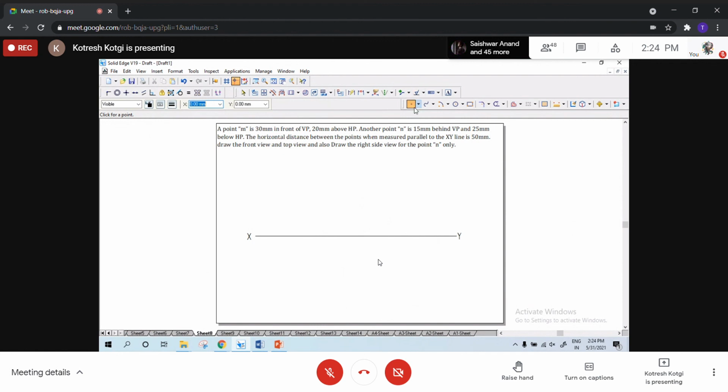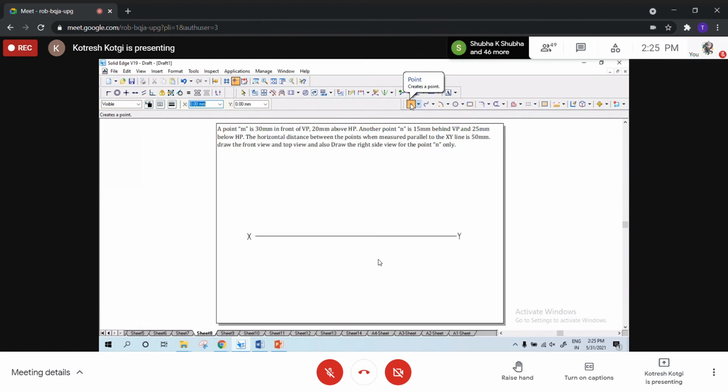Now I'll start from point M. I'll draw the front view first. To draw the front view, what is required? Distance from HP, right? So 20 mm above HP. Am I right? Please help me say yes or no so that I'll understand. Yes, sir.